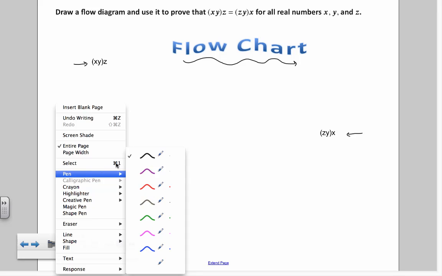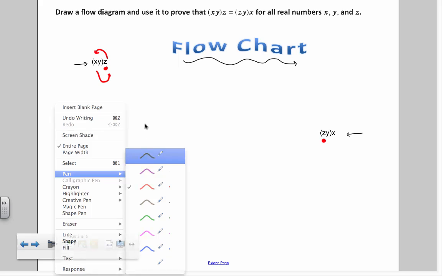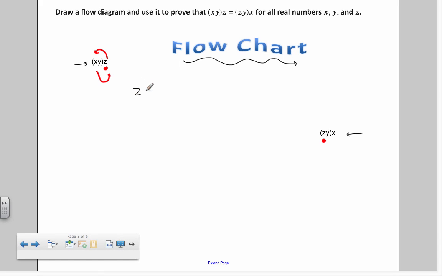So first thing I want to notice is I want to see how I end. I end with a z in the front, but I start with a z in the back. So how do I get to the front? Oh, commutative property. That's what I'm going to do. I'm going to take z, move it to the front, and take the xy and move it to the back. There, I just did the commutative property of multiplication.